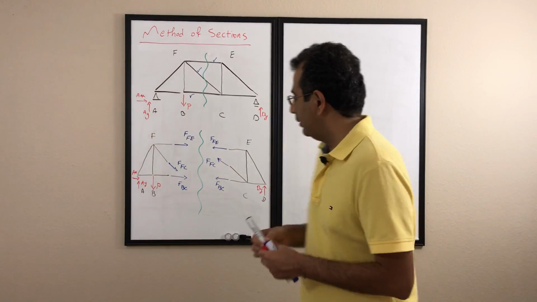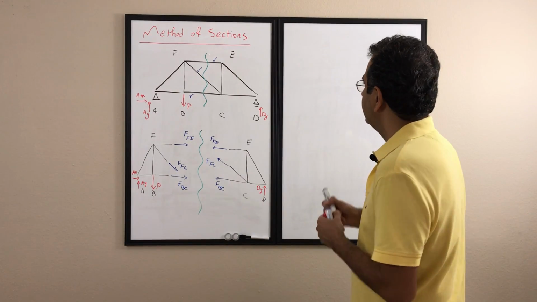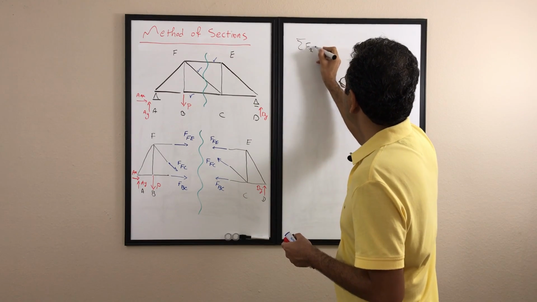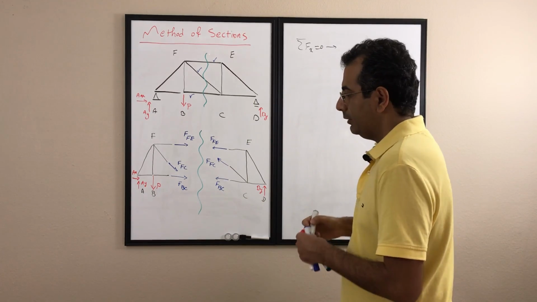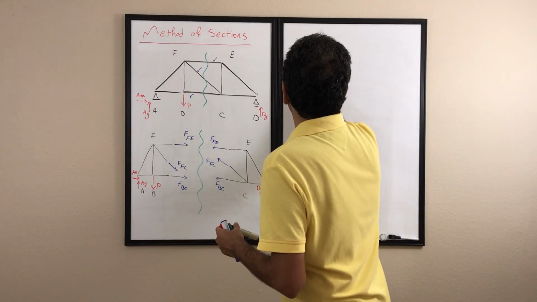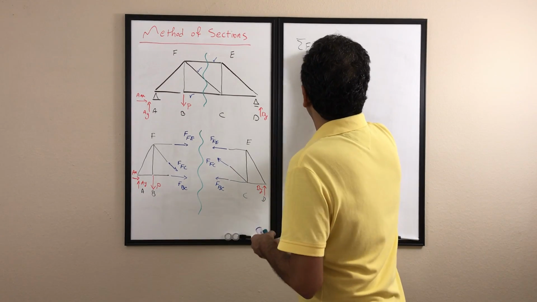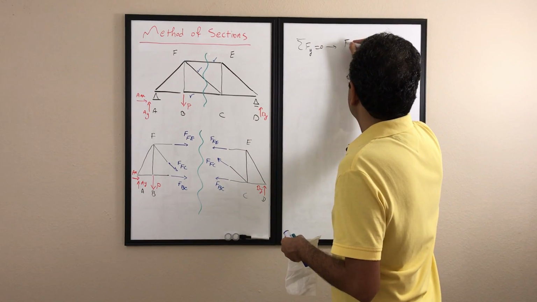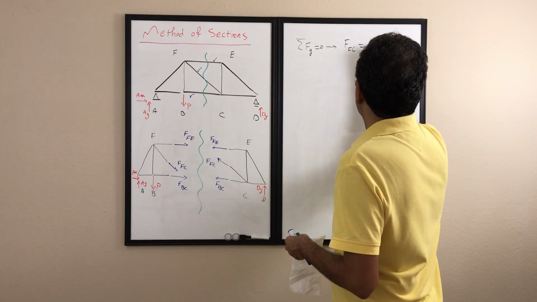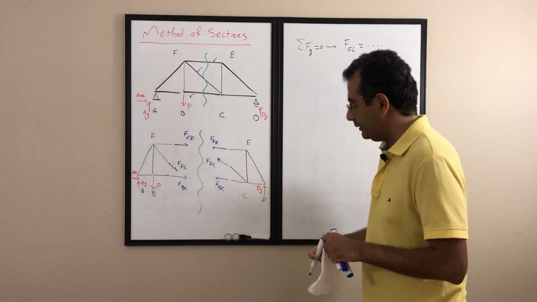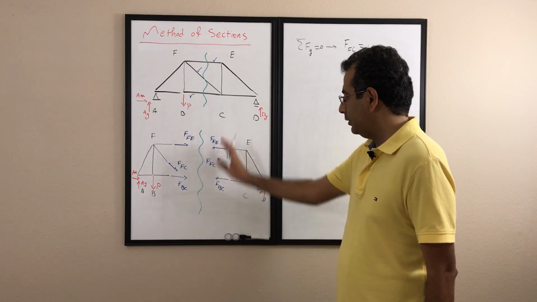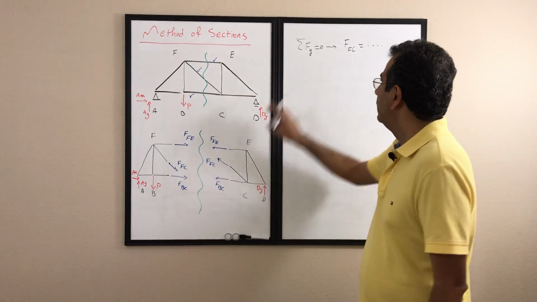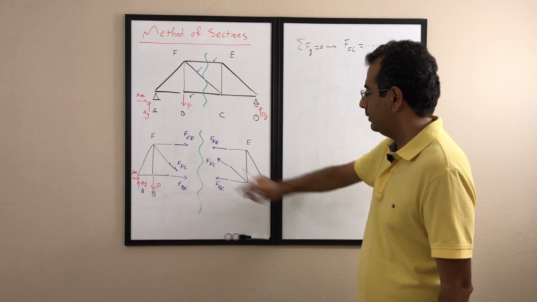So assume I'm gonna choose the right hand side, and then if I write for the right hand side, sigma Fx is 0, sorry, if I write sigma Fy is 0 for the right hand side, then from there I can calculate the value for FFC, because this is the only one of these three unknowns that has a y component. This is the only one that has the y component. So if I write the sigma Fy, I can easily find the value for that.